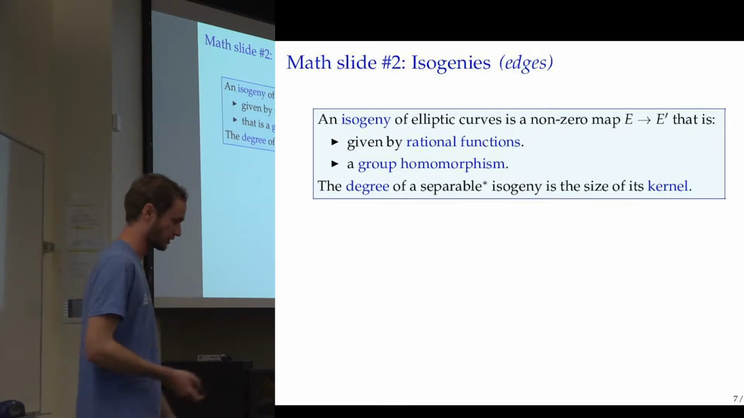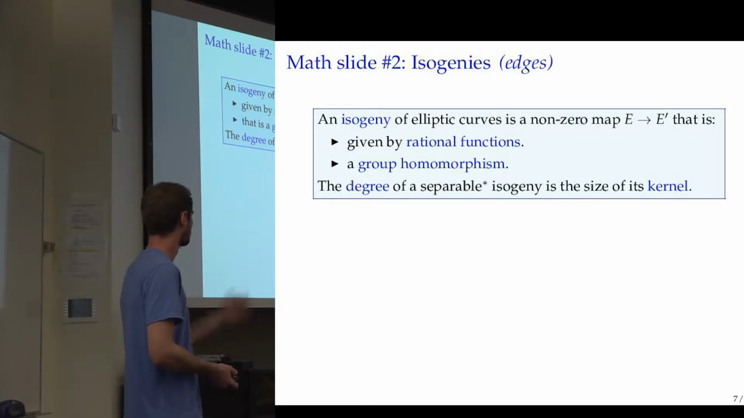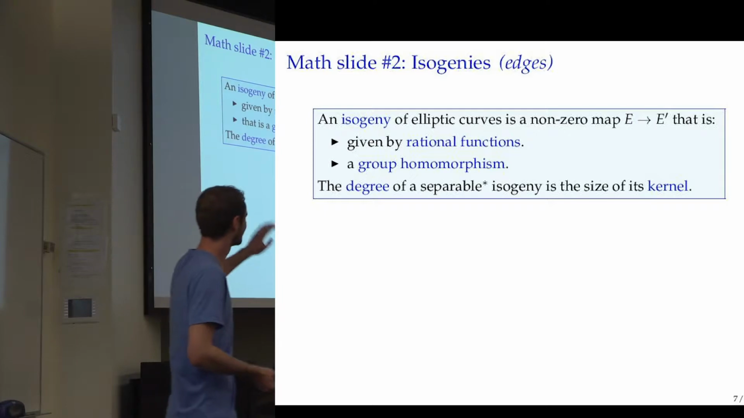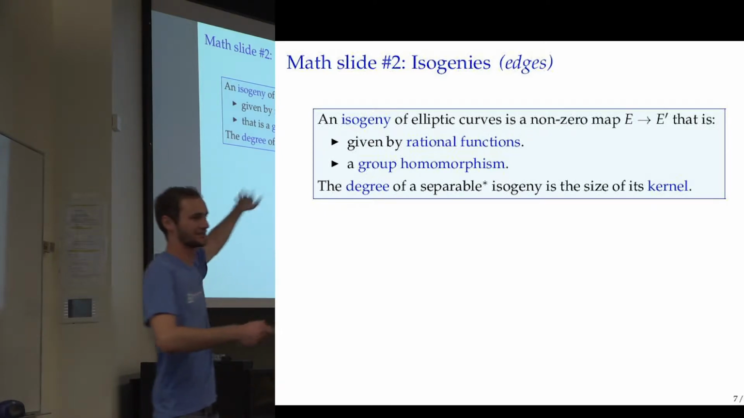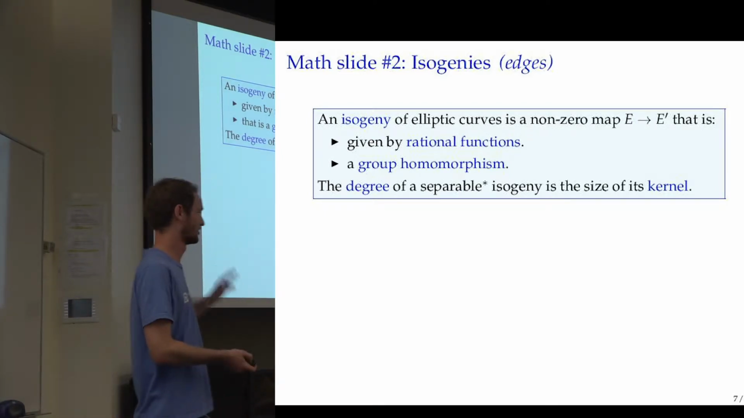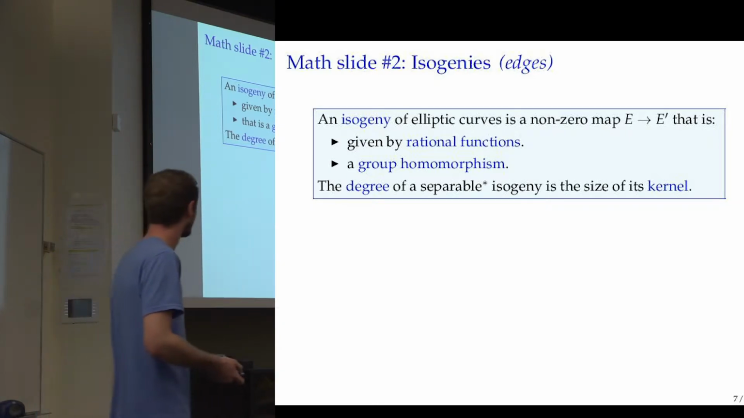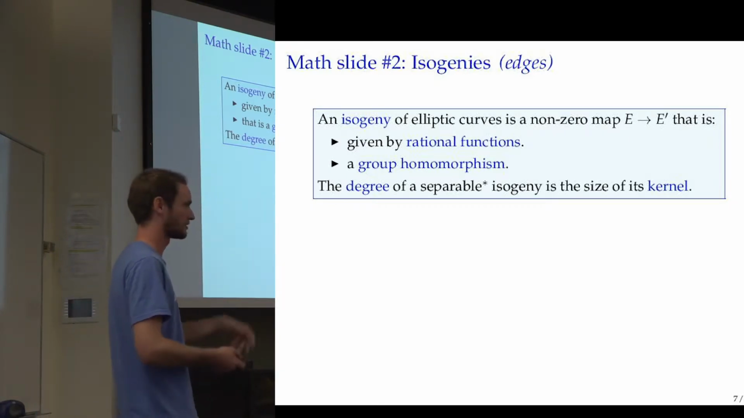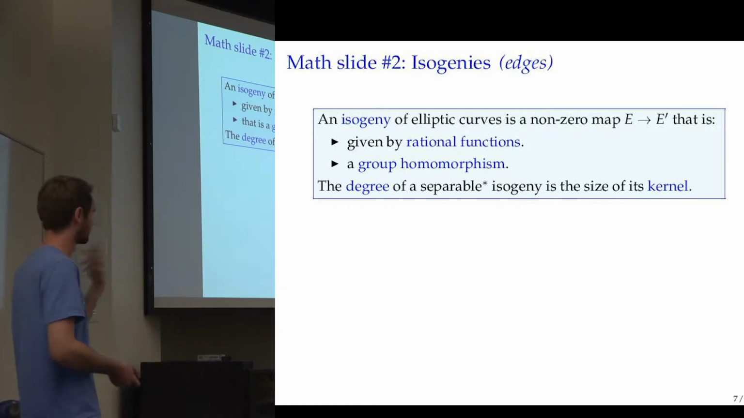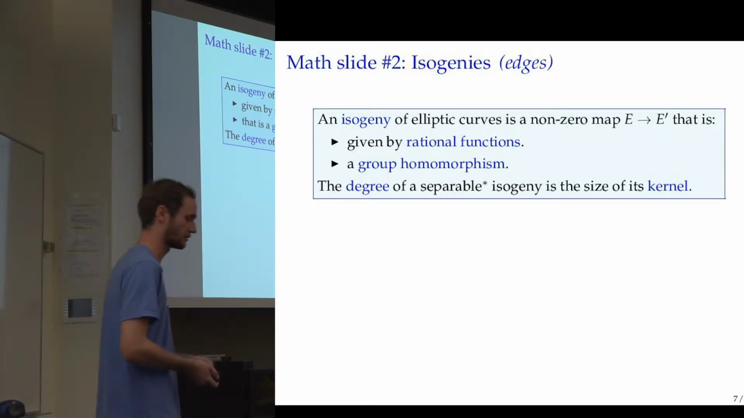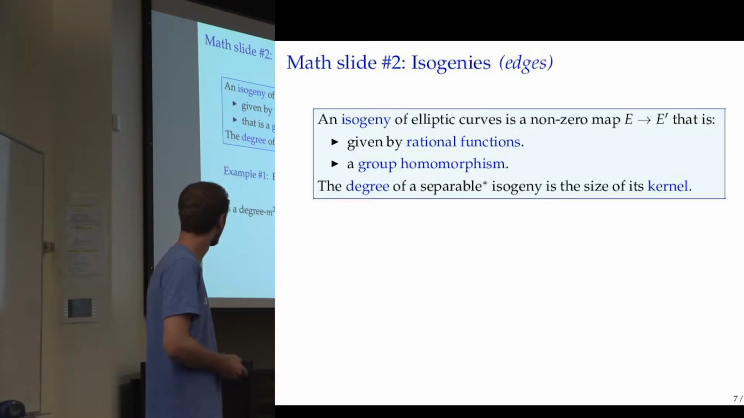Every group homomorphism has a kernel, and we call the size of the kernel the degree, in most cases. So this little asterisk means it's a technical thing, don't worry about it. All the isogenies we're going to see are separable, more or less. Not going to be an issue. Right. So there are different sized isogenies in some sense, right? And the size is the number of points that it maps to the point at infinity.